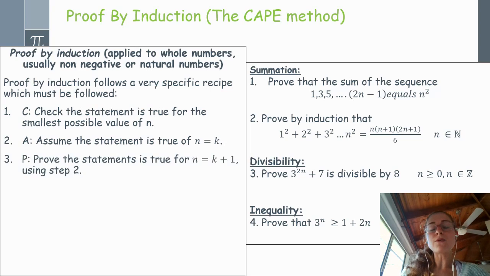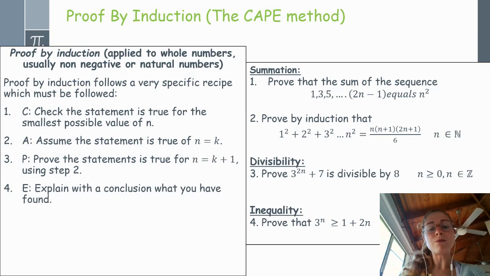Then we have to prove the statement is true for the next term in the sequence. So we prove it's true for n equals k plus 1, and we use the step above to help us. That way, really the theory goes that if you prove for the smallest number, and then you've proved it true for the number plus 1 after that, and the term after that, and after that, then you can say, well, if it's true for the first term and all the ones after that, then by induction, it's going to be true for every single number in our sequence or our statement.